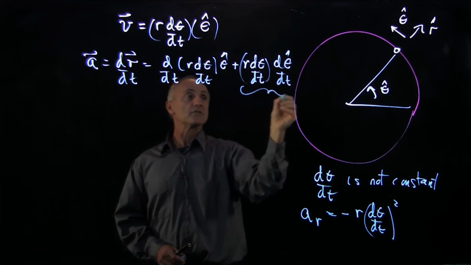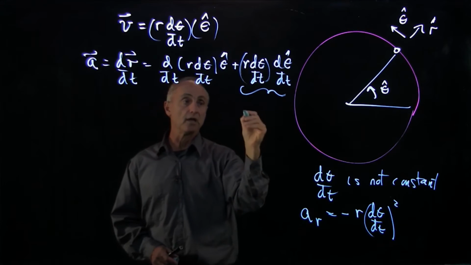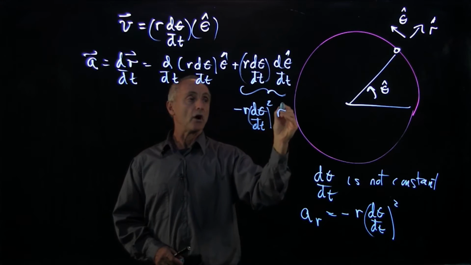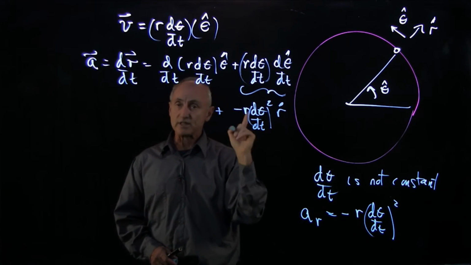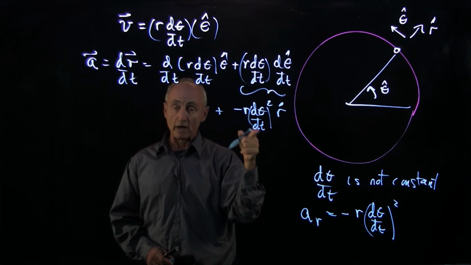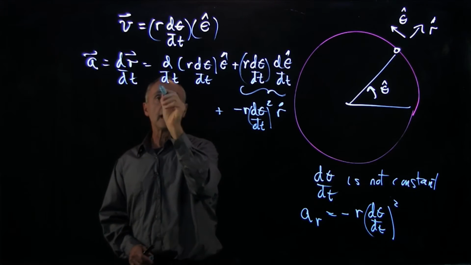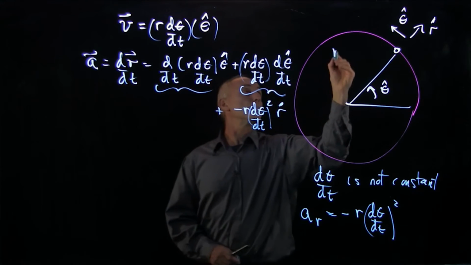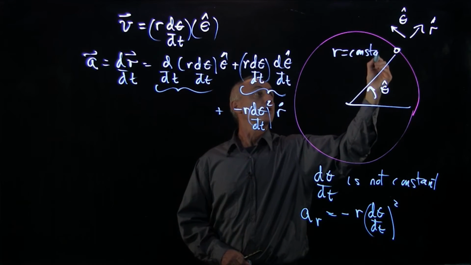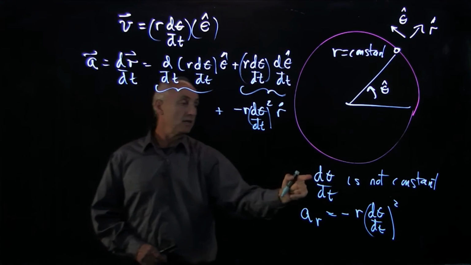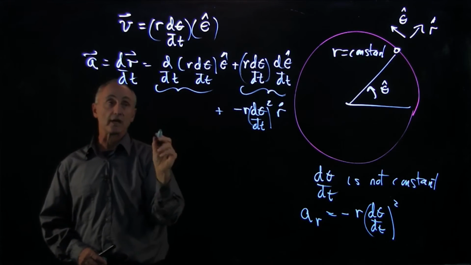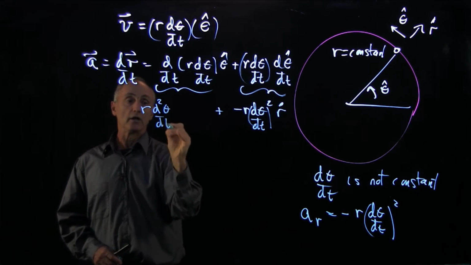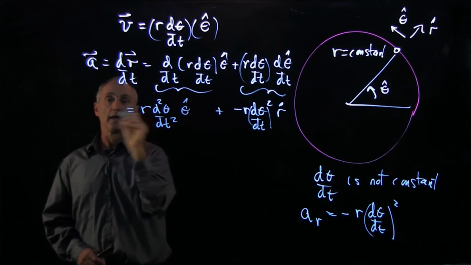Now, we've already analyzed this piece, and this was precisely minus r d theta dt quantity squared r hat. That was always the non-zero radial acceleration. But now let's analyze this piece separately. R, for our circular motion, is a constant. So it's only d theta dt that is no longer constant, so we simply take a second derivative. And so we get r times d squared theta dt squared theta hat.